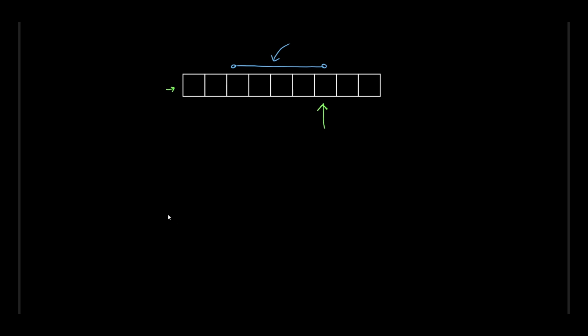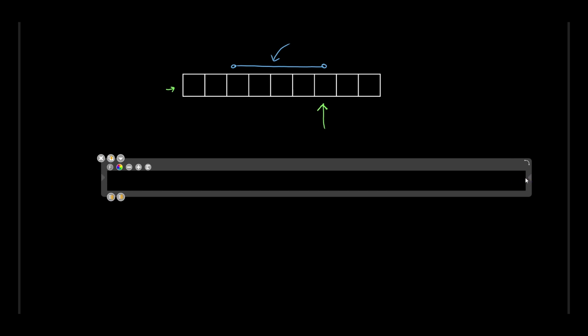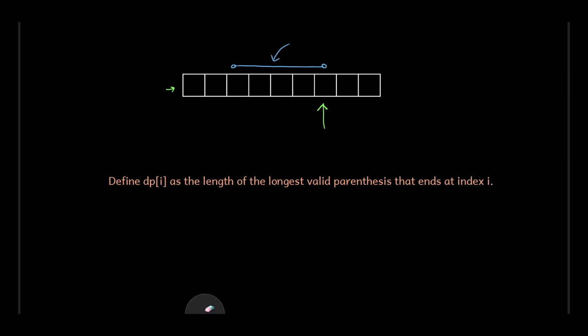We do not know which location this is, but we know that it has to be one of these existing locations. So if we define a dynamic programming, define dp of I as the length of the longest valid parenthesis that ends at index I. This is our dp definition. That is, we don't know what the optimal ending position of the longest valid parenthesis is, but if we try out all the ending positions as possibilities, then we would have our answer for sure if we take the max of those.